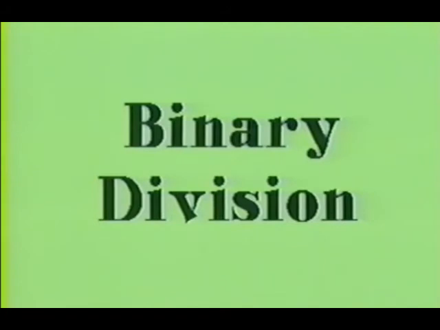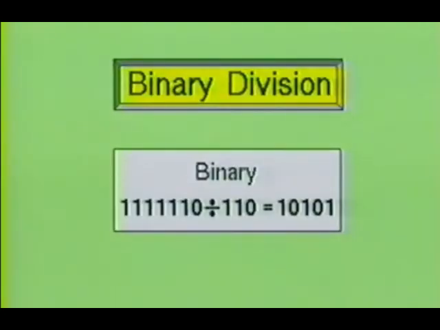Now we will examine binary division. The rules for binary division are the same as those used in the decimal system. For example, if we divide the binary number 1111110 by the binary number 110, the answer will be 10101. Let's work this problem to see how we acquired the answer.